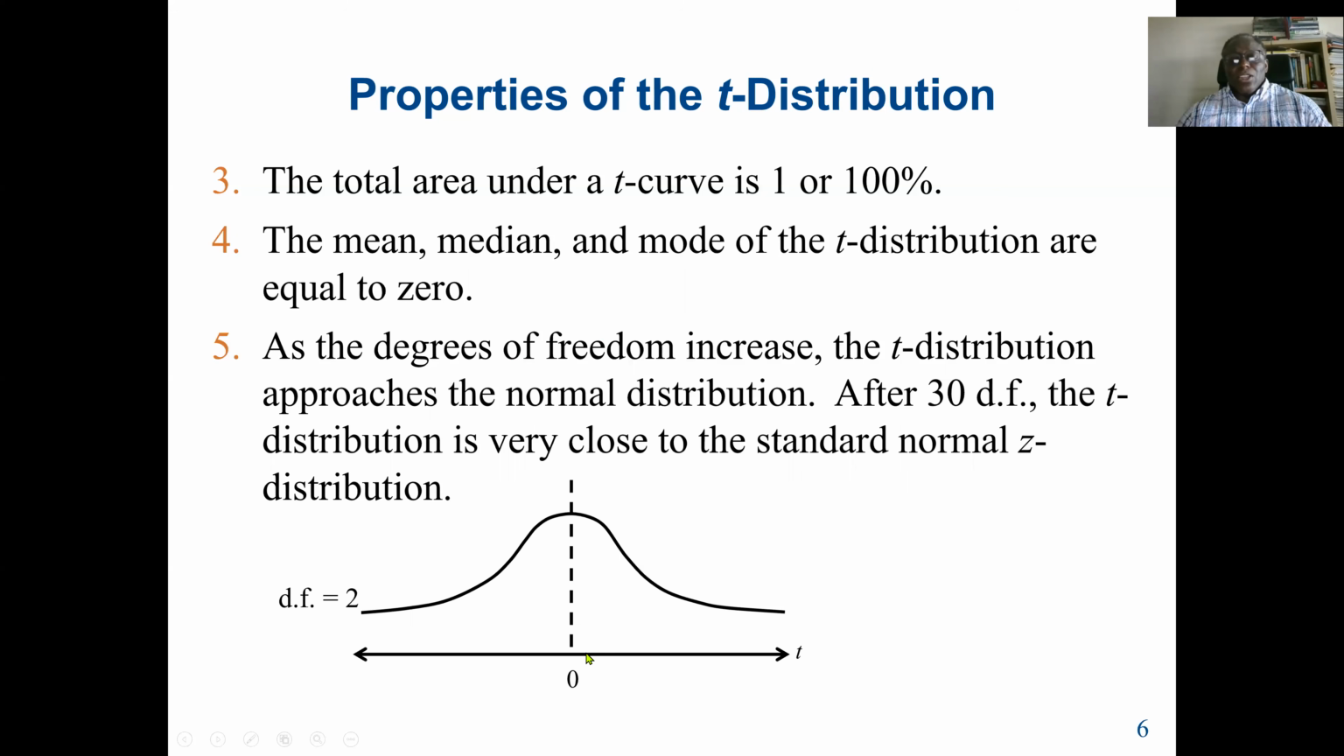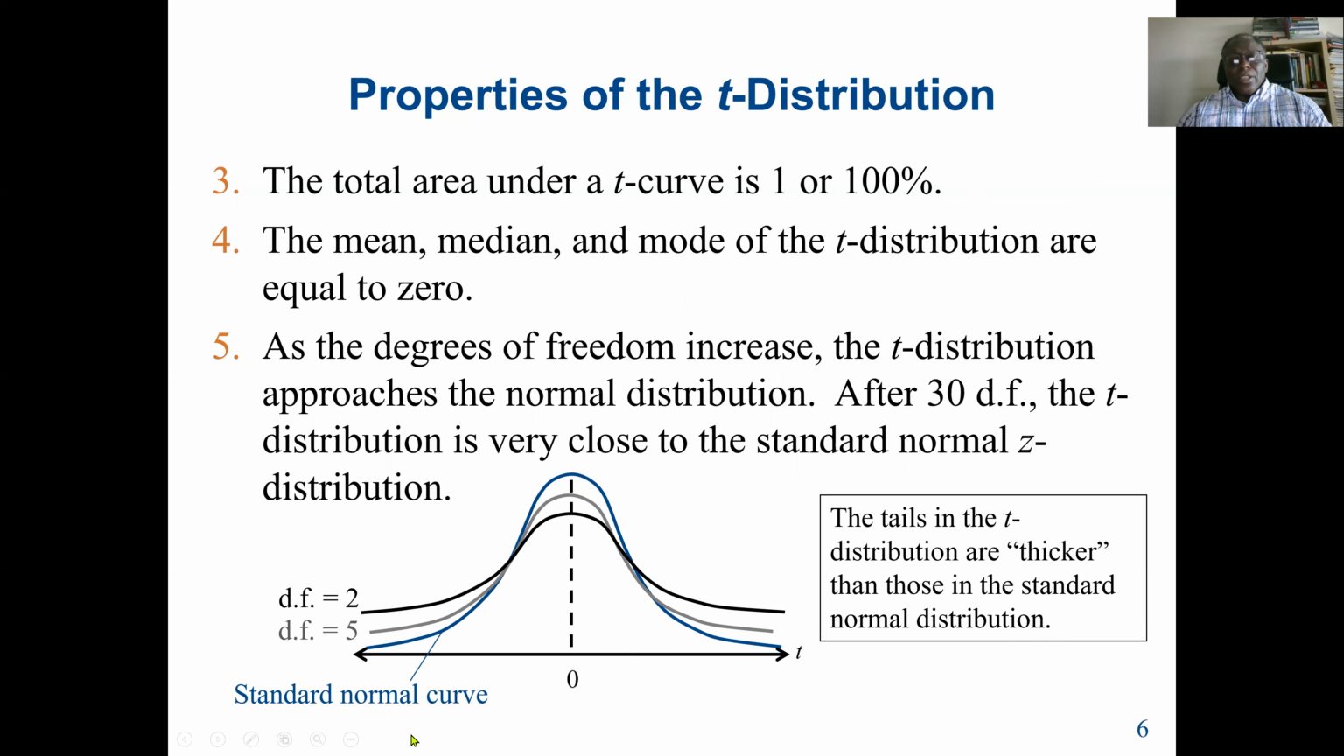So this is our normal curve again. Degrees of freedom is 2. Degrees of freedom is 5. We can see how it shrinks. And then the standard normal curve.